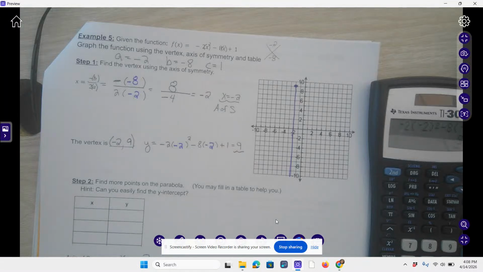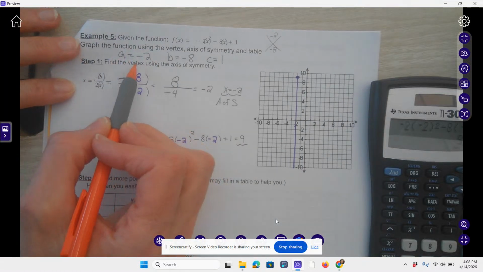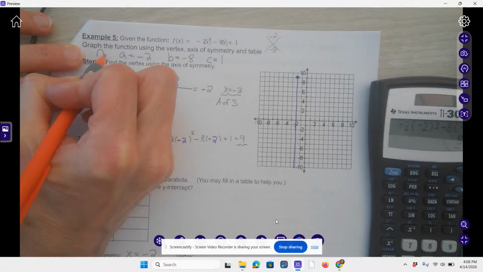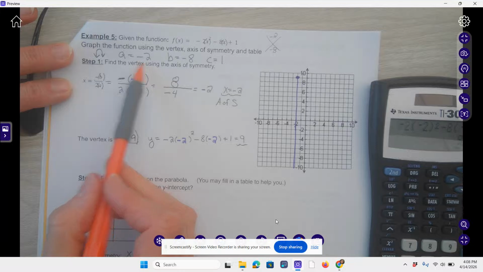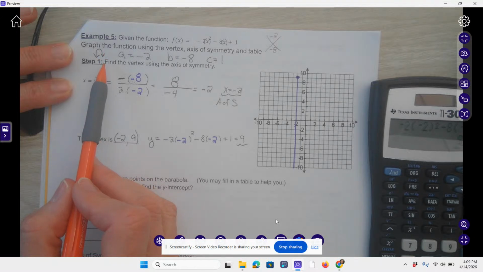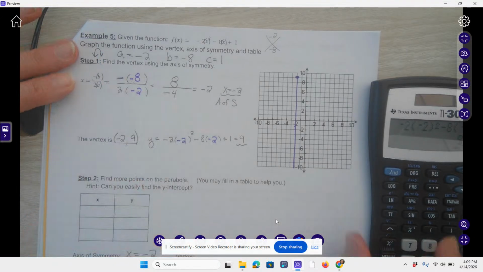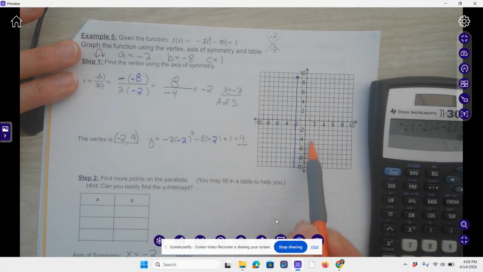Well, let's go back. One thing I forgot is, see this a is negative? That means our parabola is going to be a sad face. If a is negative, your parabola will be a sad face or a frown. So this is going to be the top of my parabola, and it's going to go down.